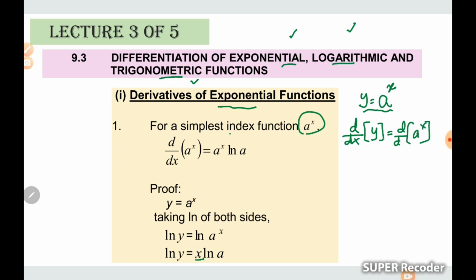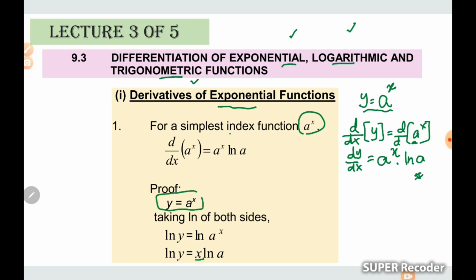We differentiate left side and right side. Differentiate y with respect to x is dy/dx. Okay. Differentiate a^x. So how to differentiate the exponential function here? The answer is you copy a^x, then multiply by ln a. Okay, this is the answer. So how to prove? Take a look at the proof here.